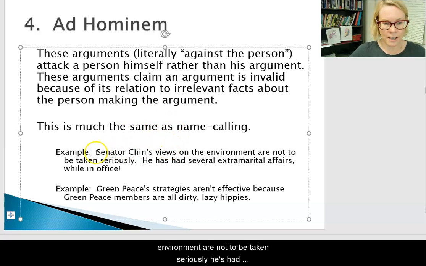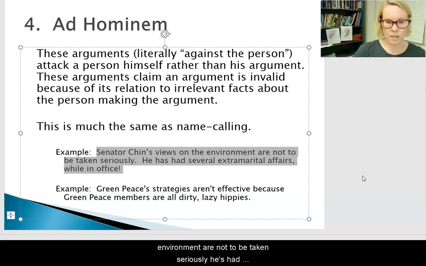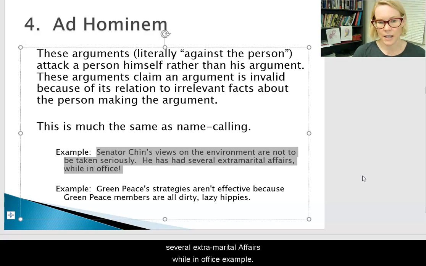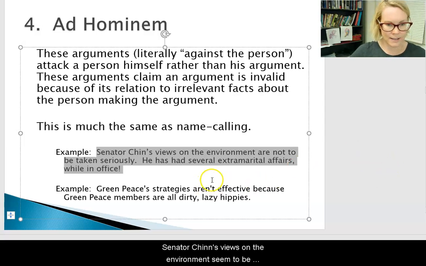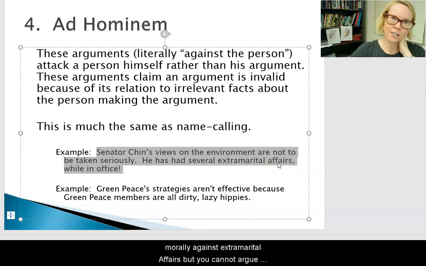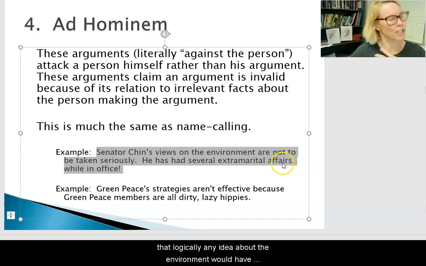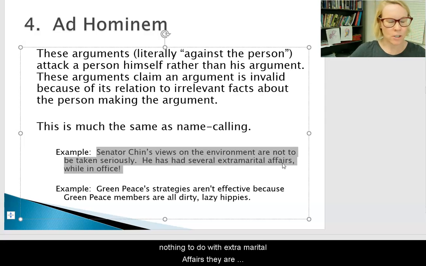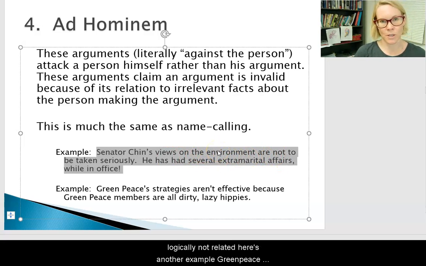Let's take a look at the first example. It says, Senator Chin's views on the environment are not to be taken seriously. He's had several extramarital affairs while in office. Okay, so in that example, Senator Chin's views on the environment seem to be related to extramarital affairs Senator Chin is having. Now, emotionally, we might be affected by that. We might be morally against extramarital affairs. But you cannot argue logically that any idea about the environment would have anything to do with extramarital affairs. They are logically not related. All right?